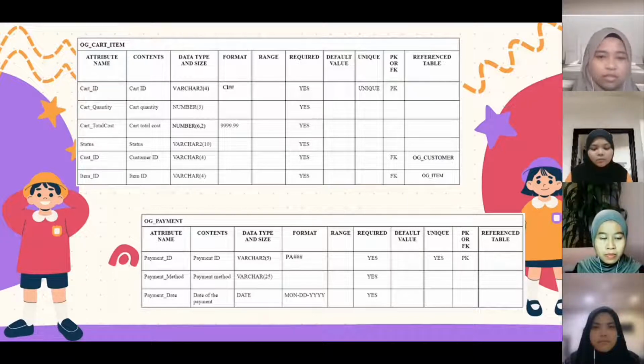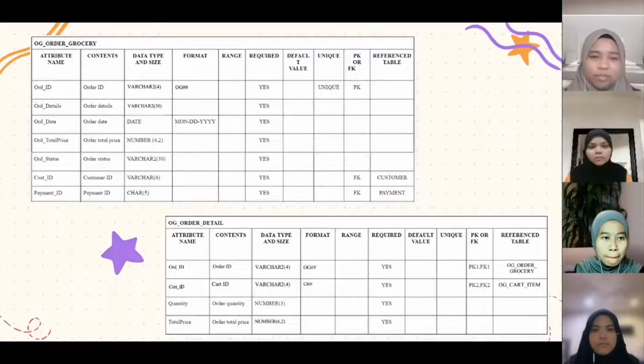And then for the foreign keys, there are two foreign keys in this table, which are customer ID and item ID. Customer ID references the OG customer table, while item ID references the OG item table. For payment, the primary key is payment ID, and the format that we use is PA. Next, for order grocery, the order ID is the primary key, and the format that we use begins with OG. The foreign keys are the customer ID that references the customer table, and the payment ID that references the payment table.